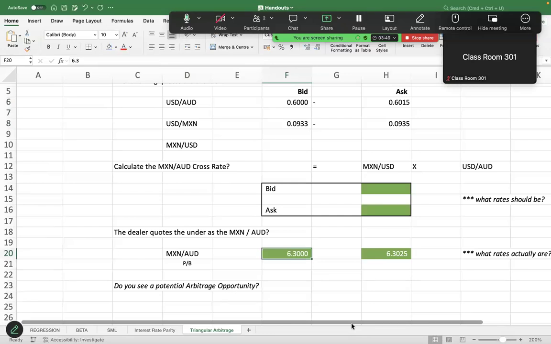So when you buy from a dealer, you always buy at a higher price. When you sell to the dealer, you always sell at a lower price, क्योंकि वही उसका margin है. He will always buy low and sell high. So that's his margin, right? That's the spread. It's called the bid-ask spread.